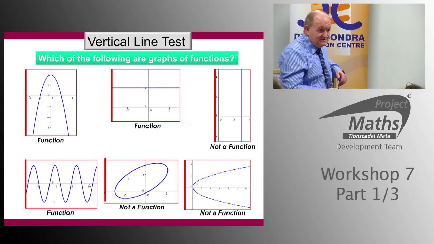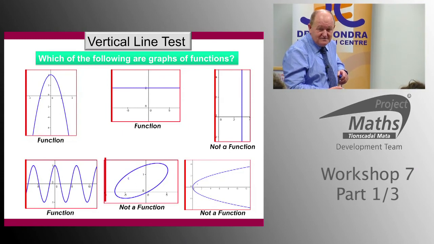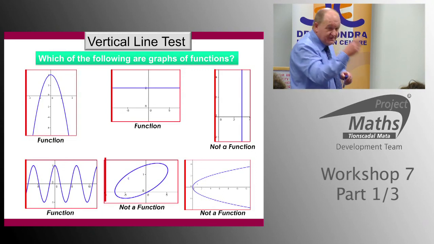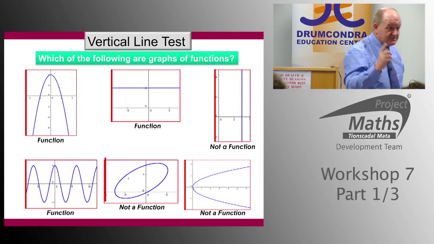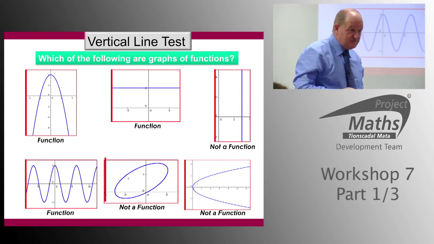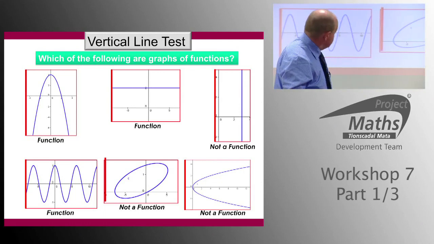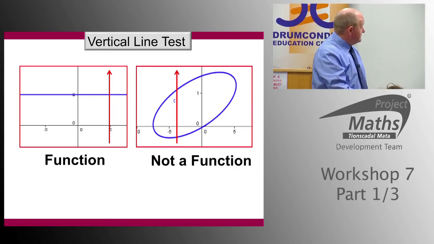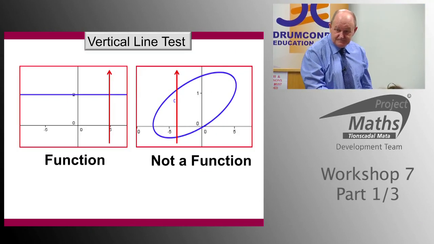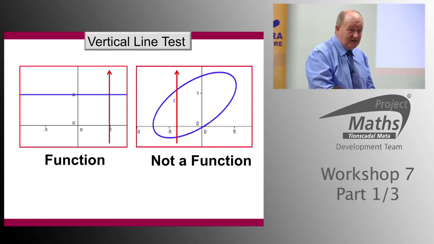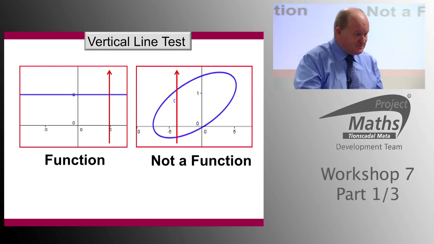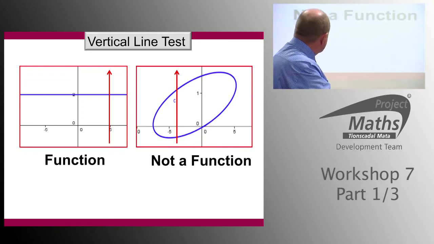A beautiful test there is called the vertical line test. If you draw a line down here at -2, there's only one place where the function is cut by a vertical line. So it is a function. It's called the vertical line test. That is a function. That is not a function. I wouldn't be going too much into that in first year with them, but it's just to round it off for ourselves, really.